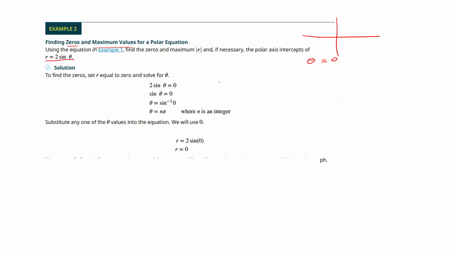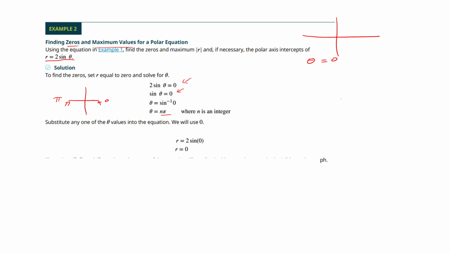So just like I would set y equal to 0 and solve for x, I'm setting r equals 0 and solving for theta. Now we just need to inverse this. When does sine of theta equal 0? It equals 0 here and here, and you could just keep spinning around and around. But the point is, at 0 and pi is when this is equal to 0.